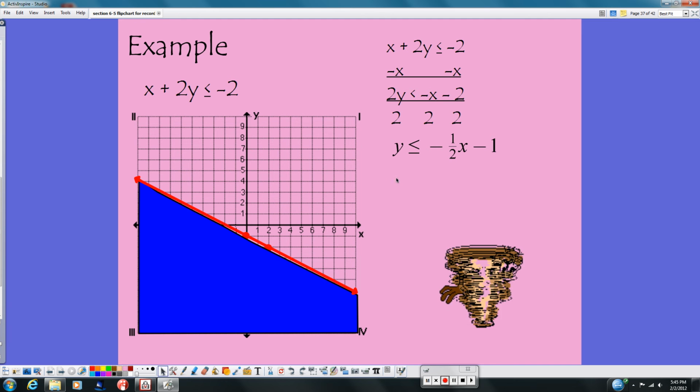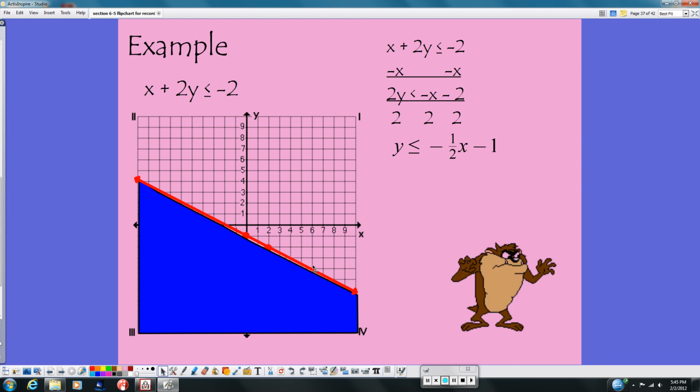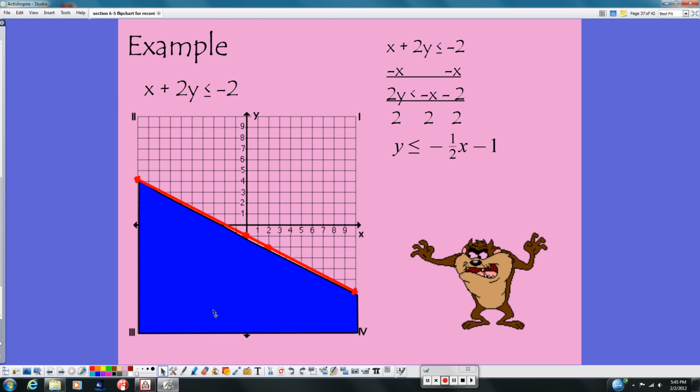Now that we have y all by itself, we can go ahead and graph. We put a dot on -1. We go down 1 and over 2 to get to our next dot and connect with a solid line because it's an underlined inequality symbol. It's less than, so we shade underneath.